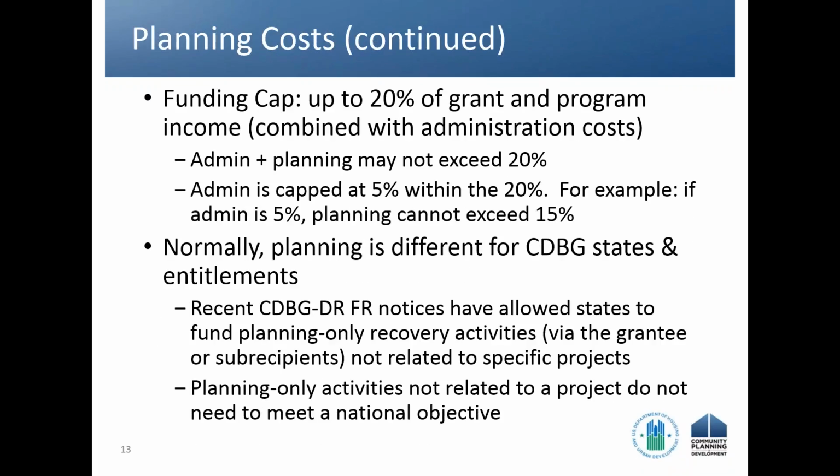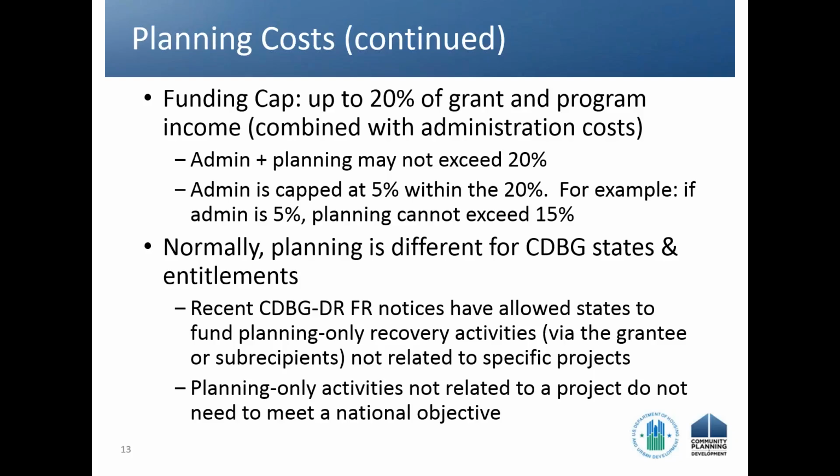There is a cap on planning. That cap is 20%, but that 20% cap is on 20% of your grant and program income. That 20% is inclusive of your administration. And so it's 20% planning and admin. And as you'll hear in just a few moments, in most but not all disasters, your admin is capped at 5%. So if you spend the full 5% on administration, that only leaves you 15% for planning, is a way to think about it. And again, the sum of all of those, no more than 20% of your grant award plus any program income that you earn. And we'll define program income in just a few minutes.